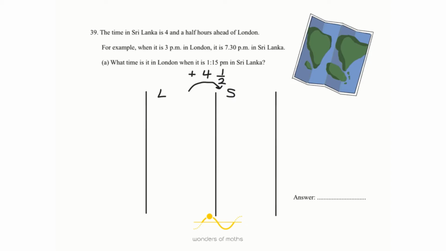We also need to note down the rest of the information we've been given in the question. For example, the fact that it is 1:15 p.m. in Sri Lanka. The visual nature of this method makes it very easy to subtract 4.5 hours from this time to get 8:45 a.m. in London.